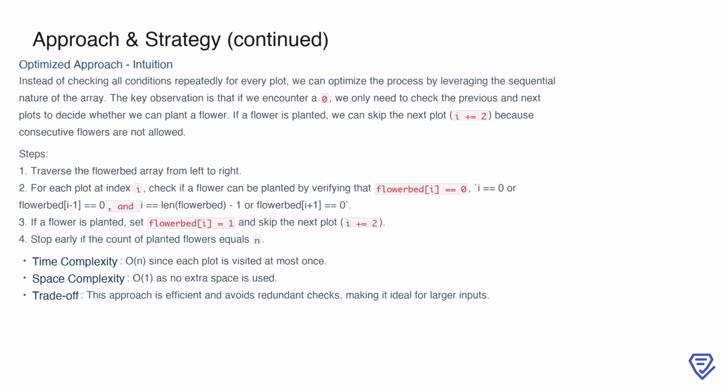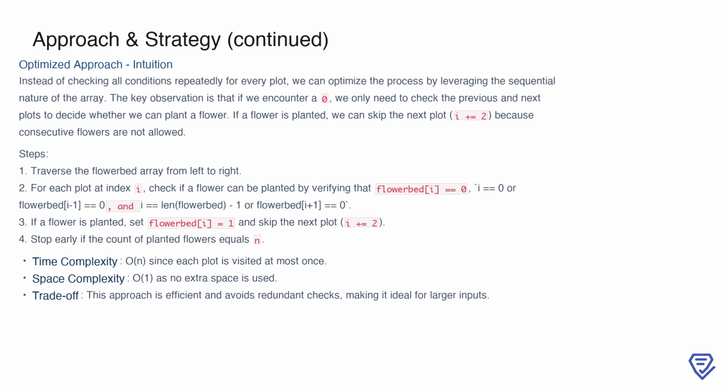If we can plant a flower, we set flower bed I to 1 and skip the next plot entirely by incrementing the index by 2. Why? Because consecutive flowers are not allowed, so the plot right after a newly planted flower is automatically invalid.